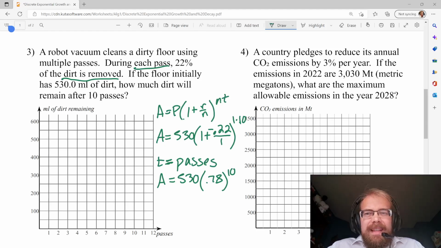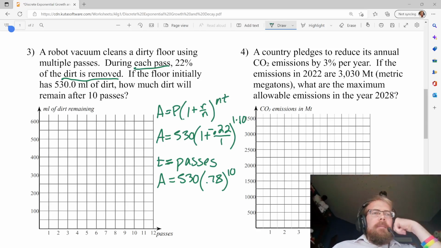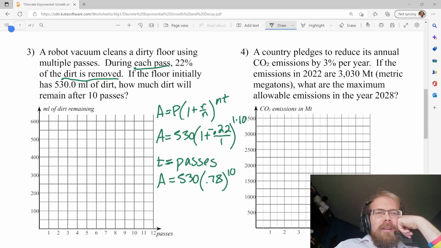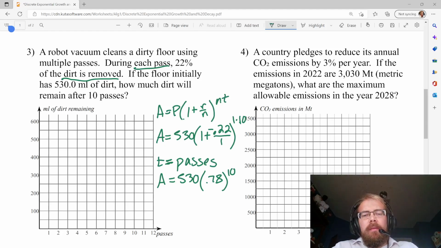It doesn't say what decimal place to round to. 530.0, though, has 4 sig figs, but 10 passes is 1 significant figure, and 22%, that's 2 significant figures. So we have 2 sig figs, 4 sig figs, 1 sig fig. I don't know. Maybe we'll just stick with 2 decimal places. That's pretty standard for math. So 44.18.